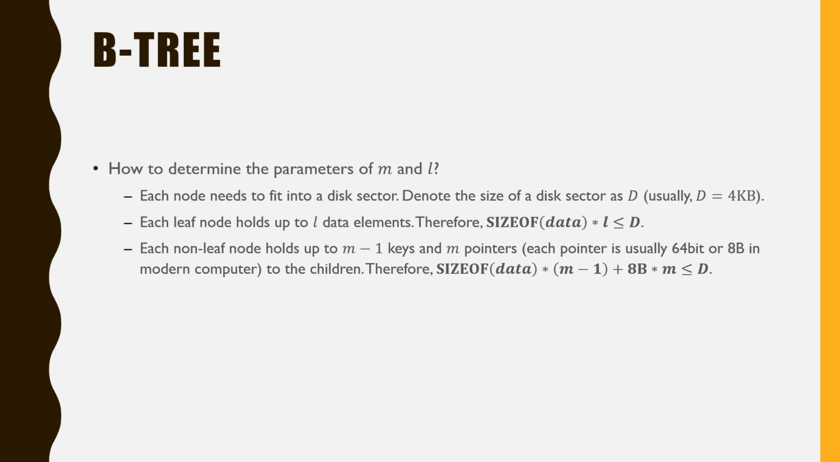Second, each non-leaf node must hold m-1 keys and m pointers to its children. Assuming each pointer requires 64 bits, or 8 bytes, the size of a single data element multiplied by m-1, plus 8 bytes multiplied by m, should be less than or equal to D. When both constraints are satisfied, the larger the values for m and L, the fewer hard disk accesses are required for each search, insertion, or deletion.